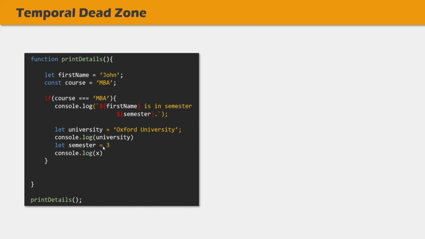Okay, so the temporal dead zone in this case will be the start of the scope for this variable till the line where that variable is declared. So this is the temporal dead zone for this semester variable, from the start of the scope till the line before that variable is declared. And if we try to use this semester variable in this zone, we will get a reference error. And this is called the temporal dead zone.